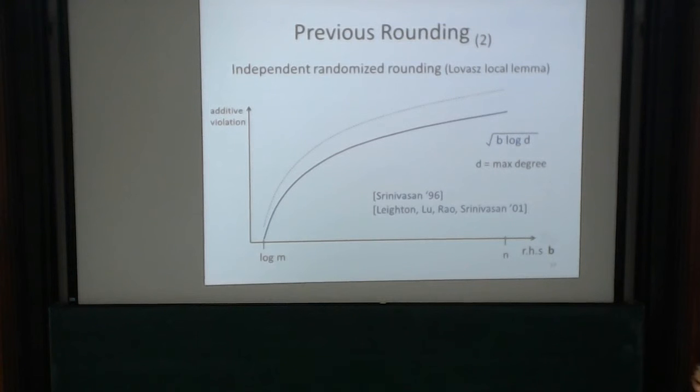And a better version of this, still randomized rounding, but now working in multiple phases and analyzed cleverly using the Lovász local lemma, was done by Srinivasan and later Leighton et al. And this gets a sharper bound where the deviation is square root of b times log d. D is the sparsity parameter, the number of subsets that any element lies in.